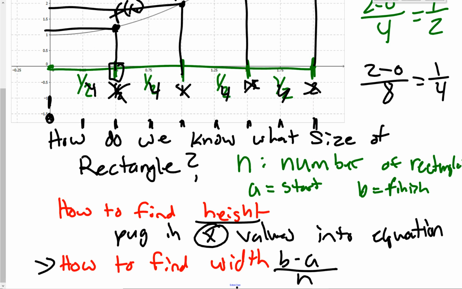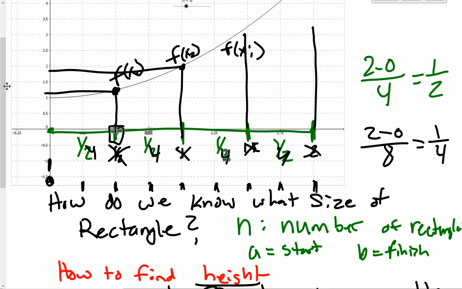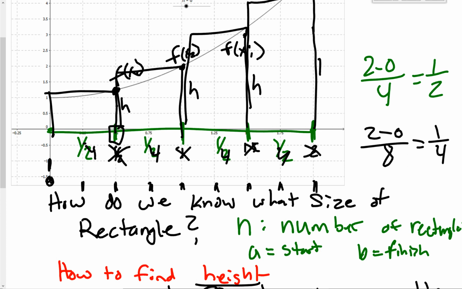So once I have my width, the first one was 1/2, and then I have my y values, then I can just multiply them because those would be my rectangles. So this first one that we did, here's the rectangle, here's the rectangle, here's the rectangle, and then up top there's another rectangle up there, right? So then I can just do height times width, height times width, height times width, height times width for my 4 rectangles. 1, 2, 3, 4.